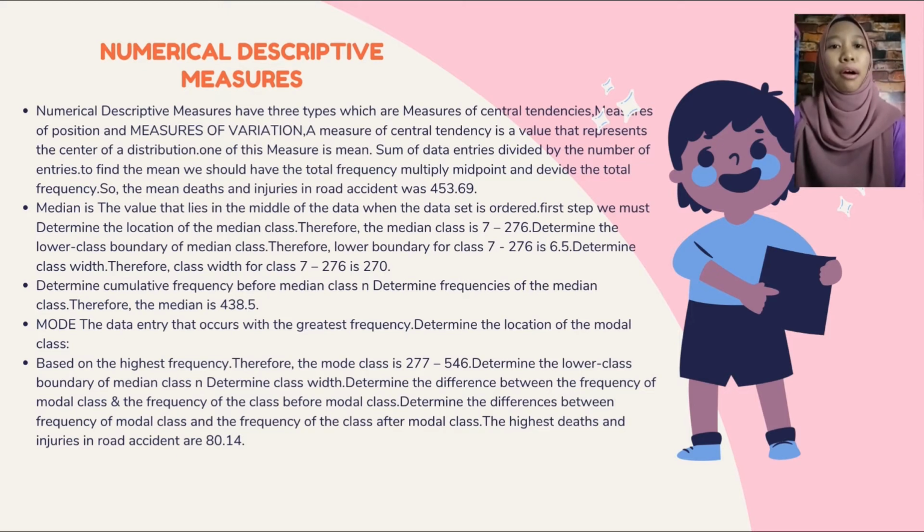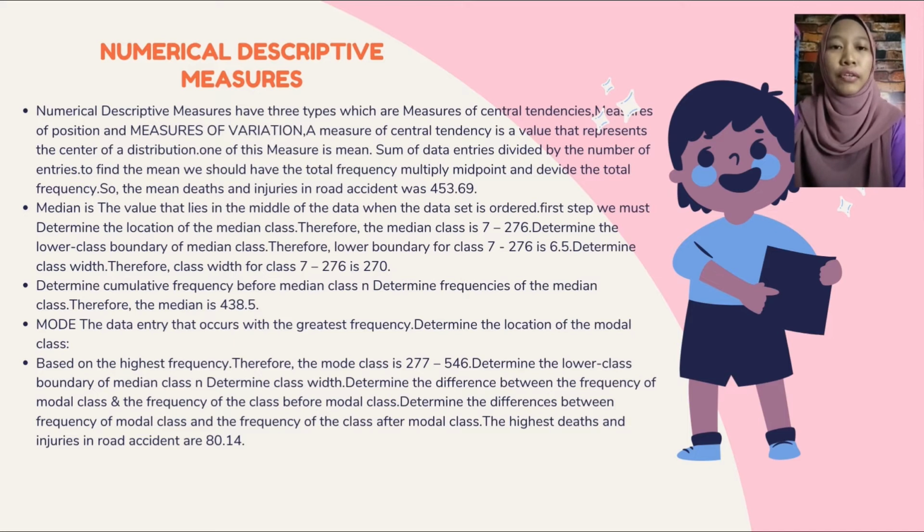Determine the lower class boundary of the median class. Therefore, the lower boundary for class 70 to 276 is 6.5. Determine the class width. Therefore, the class width for class 70 to 276 is 270. Determine the cumulative frequency before the median class and the frequency of the median class. Therefore, the median is 438.5. Mode, the data entry that occurs with the greatest frequency.